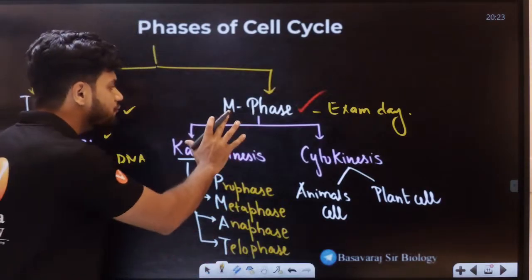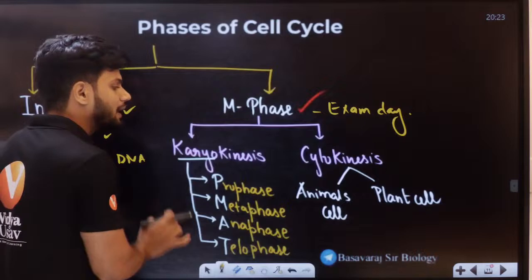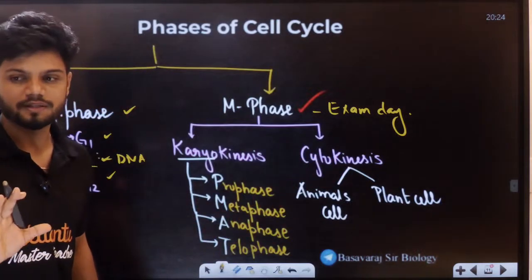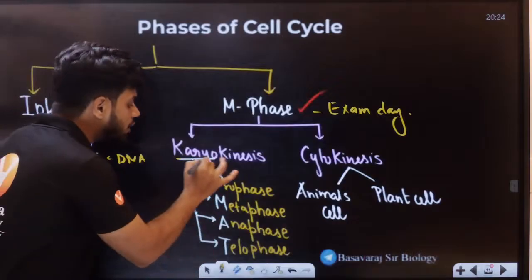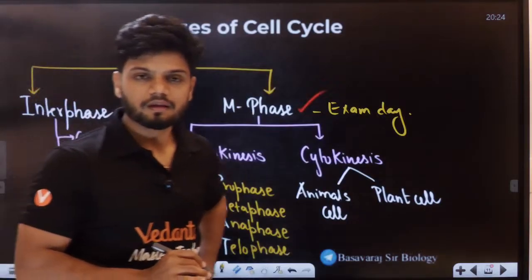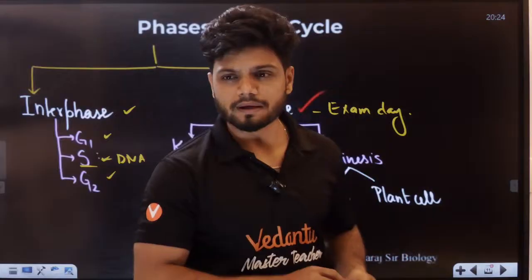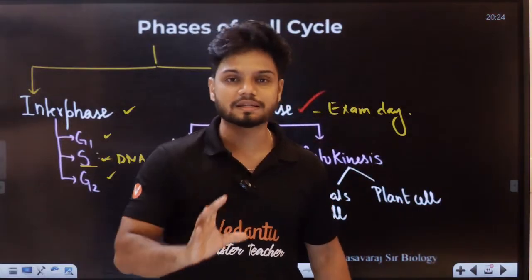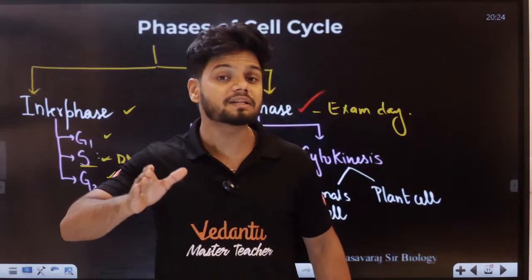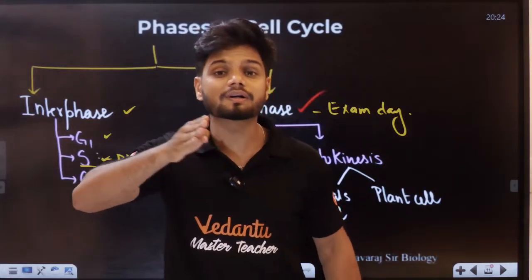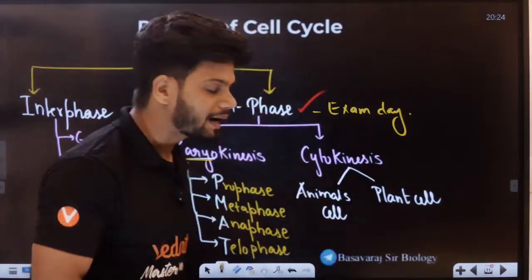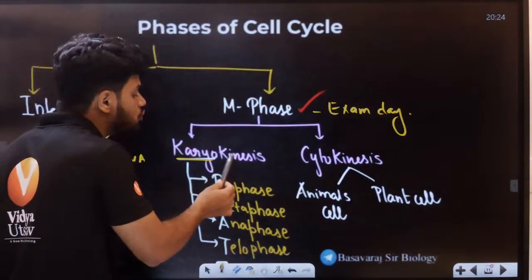Okay. In M phase, we have something called karyokinesis and cytokinesis. Understand the difference, all of you. Karyo means what, students? Can anyone tell me in the chat? What do you mean by karyo? Anyone? So, karyo means nucleus. Kinesis means division. Karyokinesis means the nucleus is dividing. So, karyokinesis is nothing but division of the nucleus here.